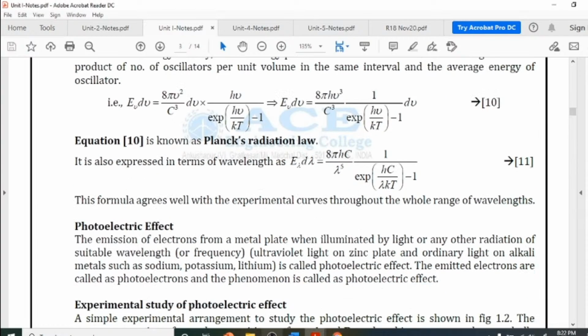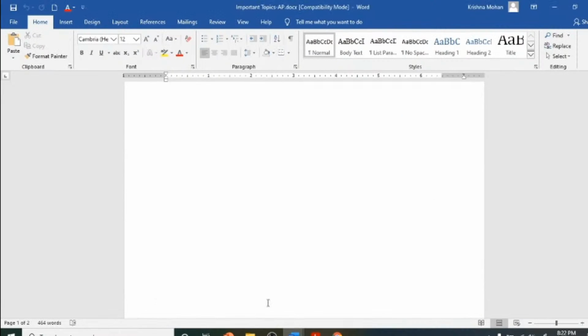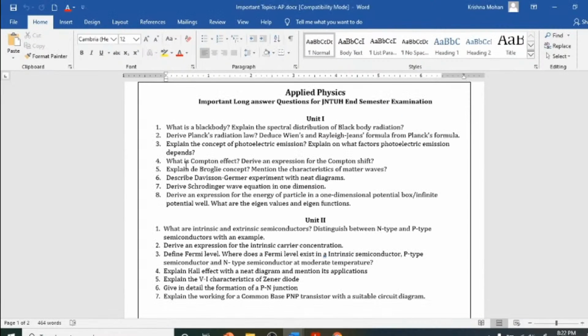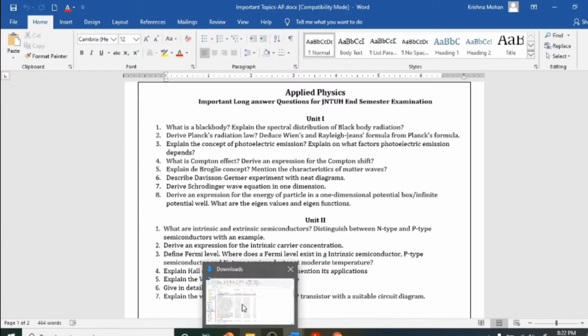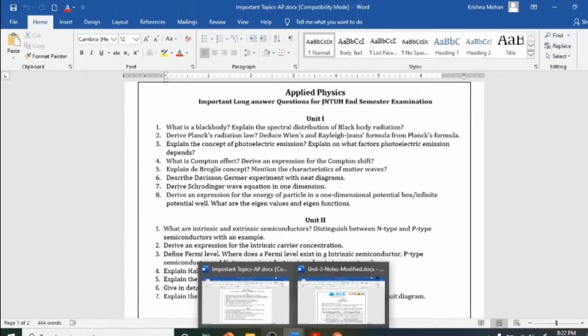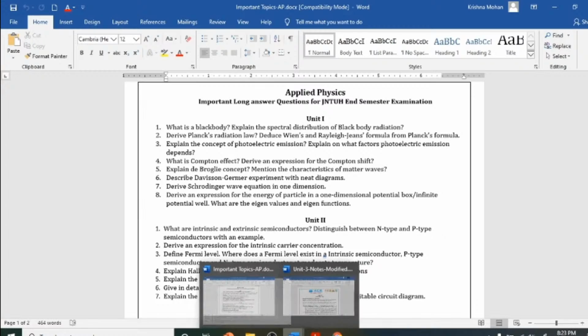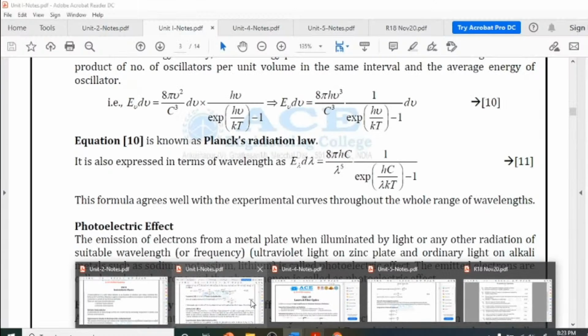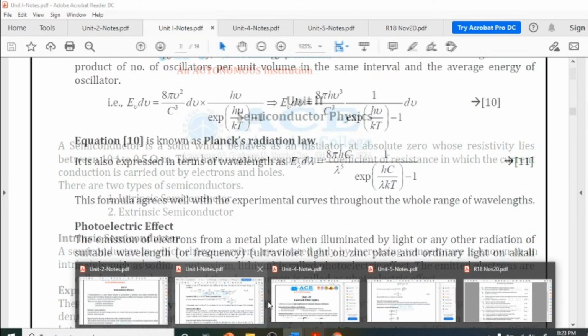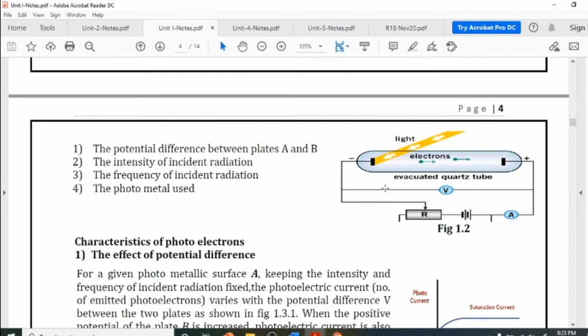And then another question from the first unit is photoelectric emission, photoelectric effect. Again, you have notes on what is photoelectric effect. When light falls on a metal, you would have current produced or current flowing through a circuit that is connected to that particular metal. This is what we call a photoelectric effect or photoelectric emission. This was first discovered by Heinrich Hertz.